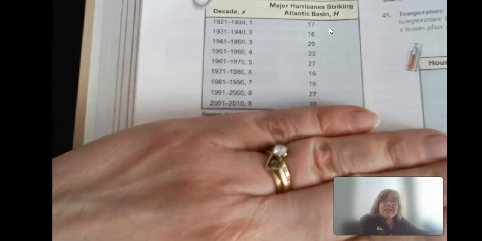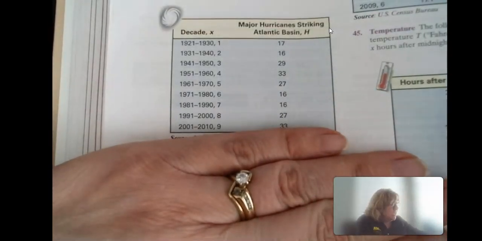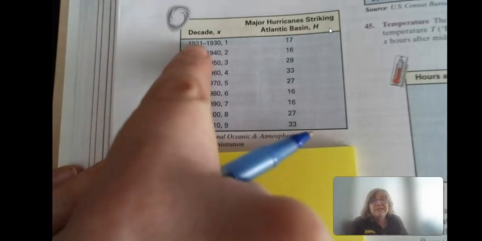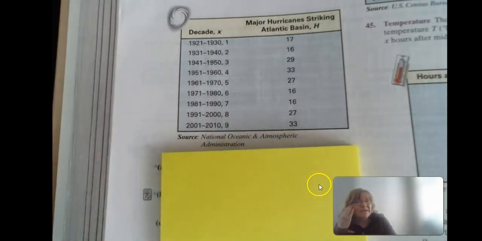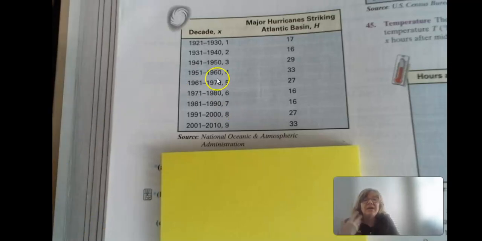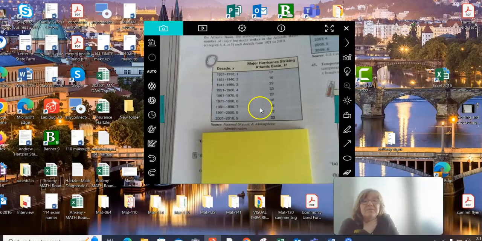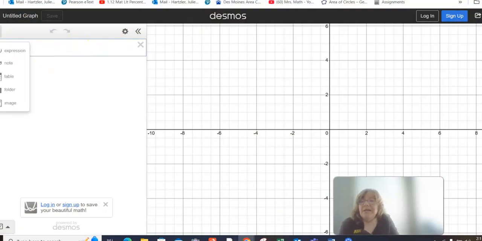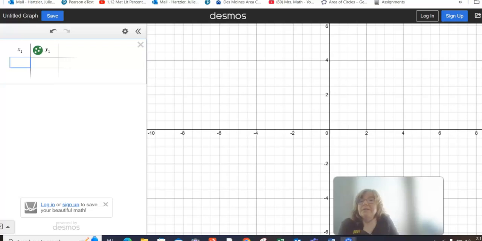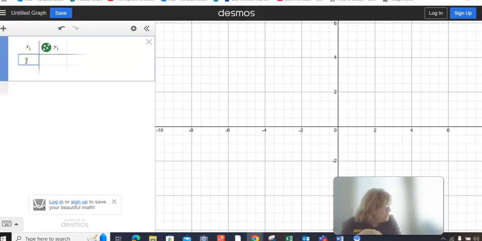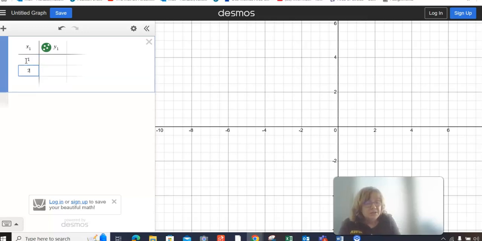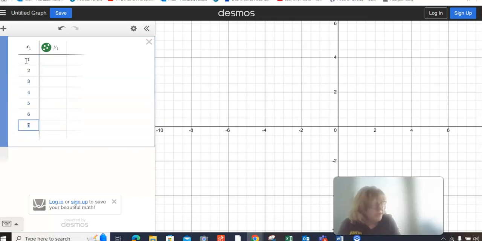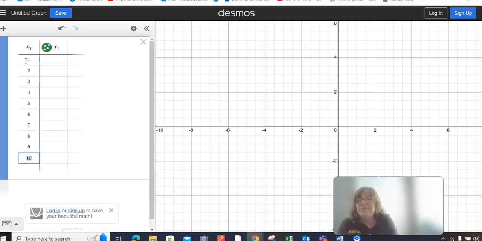So say we look at this data. We have hurricanes here. And when you're dealing with calendar years, it doesn't make sense to use those, so we're going to use decade 1, decade 2, decade 3. I'm going to go ahead and enter this data, so let me go into Desmos quick. I'm going to hit the plus sign off to the left here, and I'm going to enter 1, 2, 3, 4, 5, 6, 7, 8, and 9 for the decade.